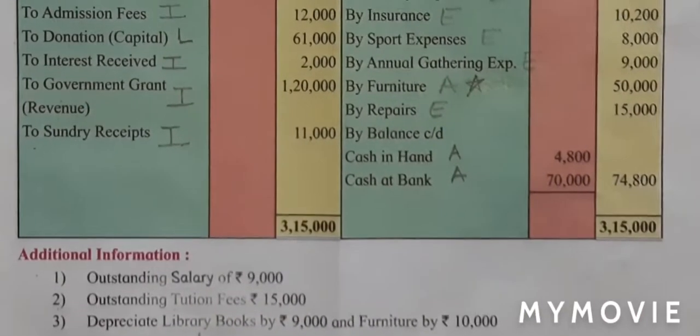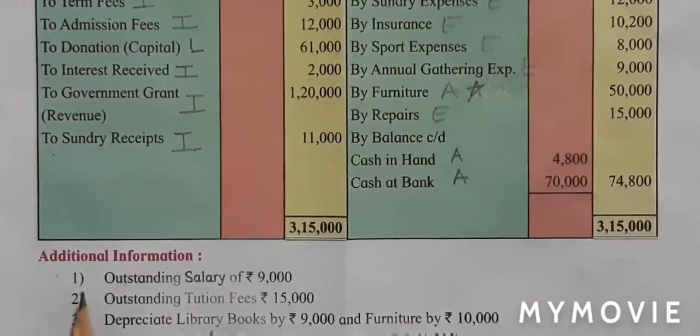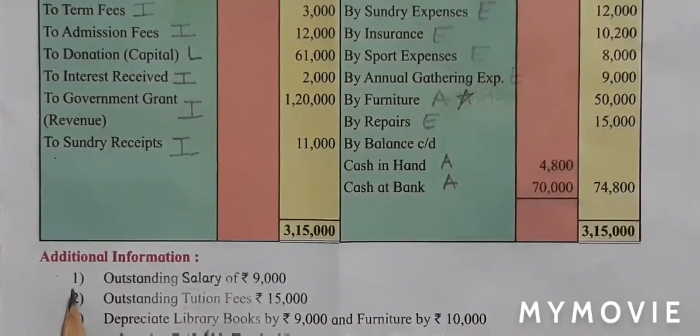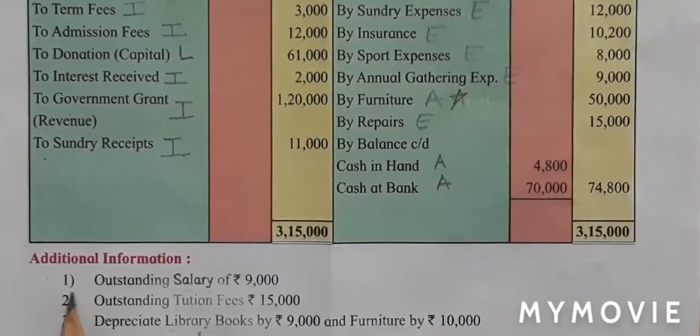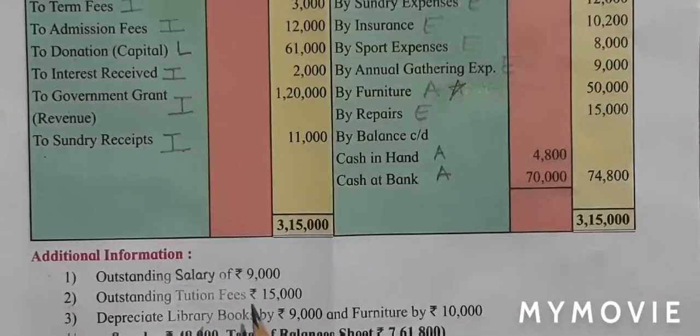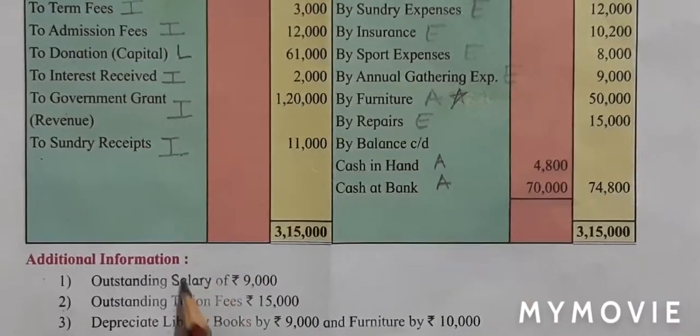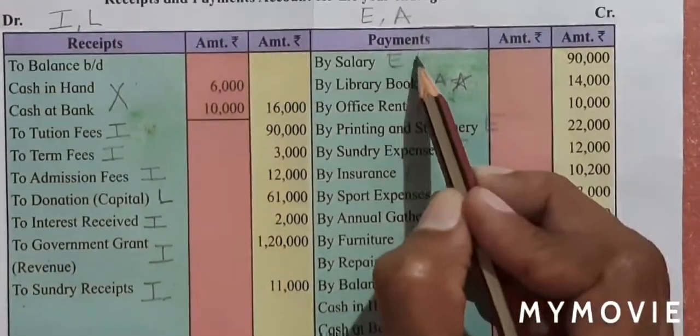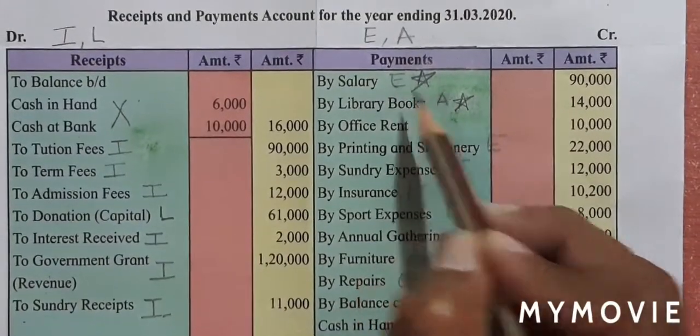Let's continue with our step number 2, reading our additional information and marking star in our receipts and payment. We'll begin with the first adjustment. Outstanding salary of rupees 9,000. So I will have to mark a star for salary. So on the payment side, I will mark a star for salary.